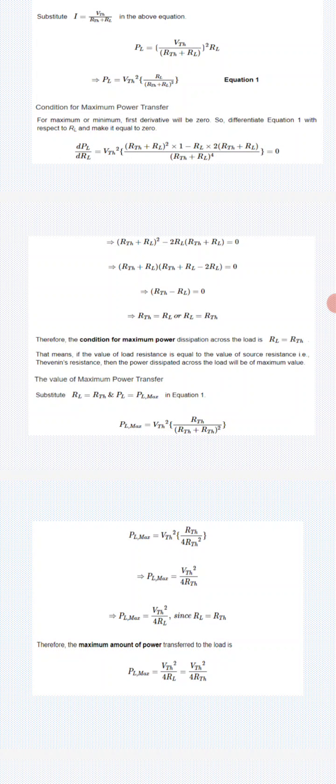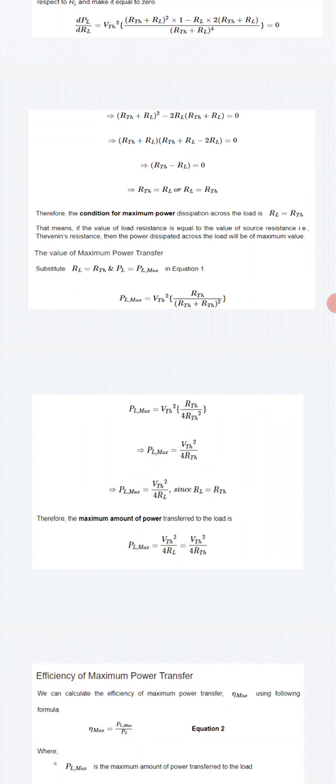The value of maximum power transfer is found by substituting RL equal to R Thevenin and PL equal to PL max. Therefore, PL max equals V Thevenin squared times R Thevenin divided by (R Thevenin plus R Thevenin) squared. We can write this equation as PL max equals V Thevenin squared by 4 times R Thevenin. So the maximum amount of power transferred to the load is given by the final equation: PL max equals V Thevenin squared divided by 4 times R Thevenin.